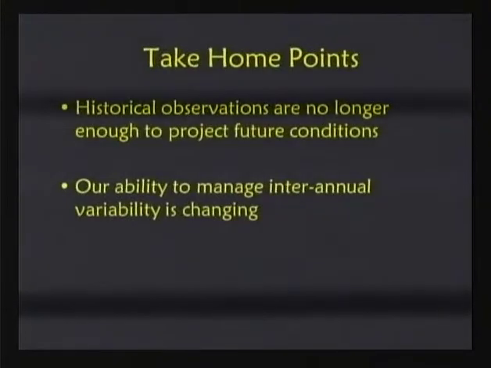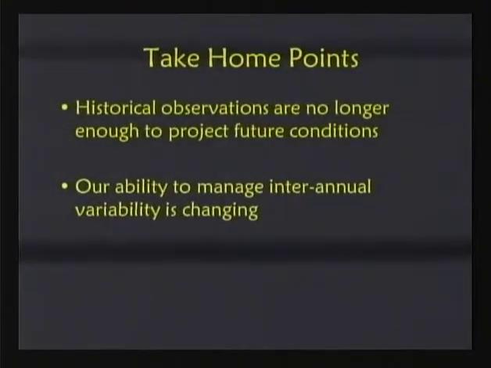So a couple of take-home points that I'm going to focus on here is that historical observations are really no longer enough for projecting future conditions. We need to be incorporating more information. We can't rely solely on what we've seen in the past anymore. And our ability to manage interannual variability is actually changing. The underlying system is changing, and that's having very serious impacts on how we can manage things like carryover storage from one year to the next.